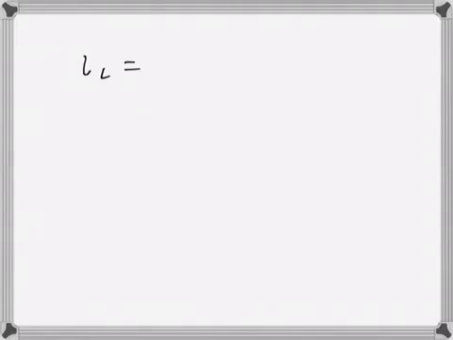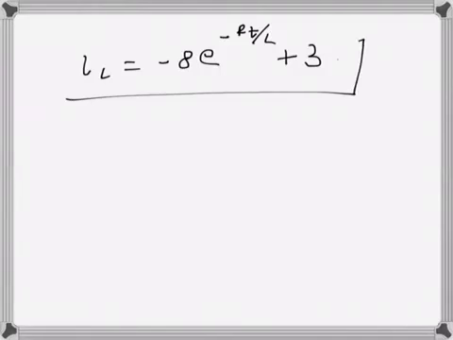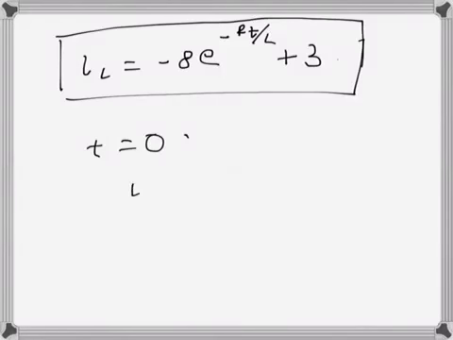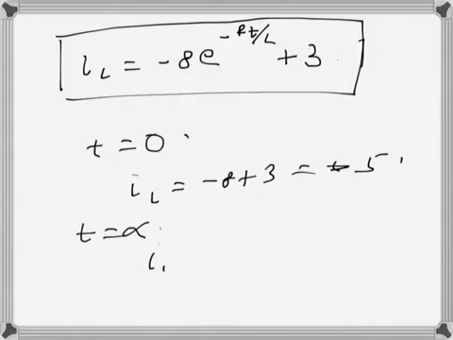So our final equation is IL equals -8 e to the power minus Rt over L plus 3. And we can see now, looking at this equation, when t is equal to 0, if we plug in here, we get IL equal to minus 8 plus 3, which is minus 5, and when t is equal to infinity, this one goes to 0, so this is becoming 3.